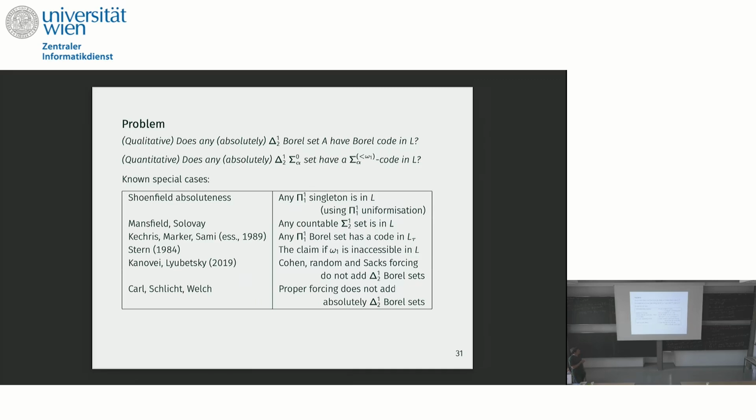And this is the lemma I mentioned about Pi^1_1 Borel sets. That's essentially from a paper of Kechris, Marker, and Zamora. And Stern proved a very general result. It just has this additional assumption, unfortunately. And there was some recent result showing that Cohen and random forcing doesn't add Delta^1_2 Borel sets, and we proved that's true for proper forcing. Anything more? That's just literature. Okay, thank you.